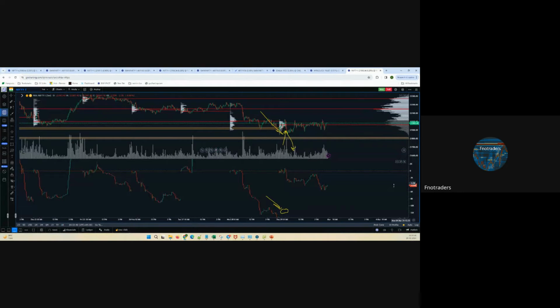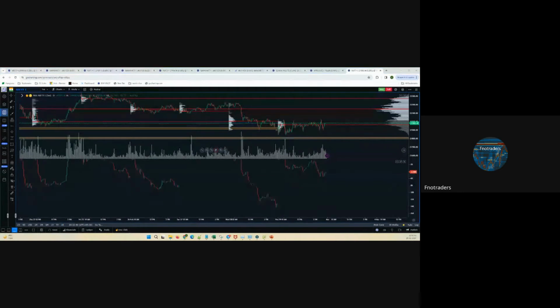I'll try to explain this example again. If you see here, prices did pull back, but what was the delta pullback? It was very minuscule compared to the price pullback. Price pulled back to this level, but at this level, delta was here. Delta never pulled back to this level.